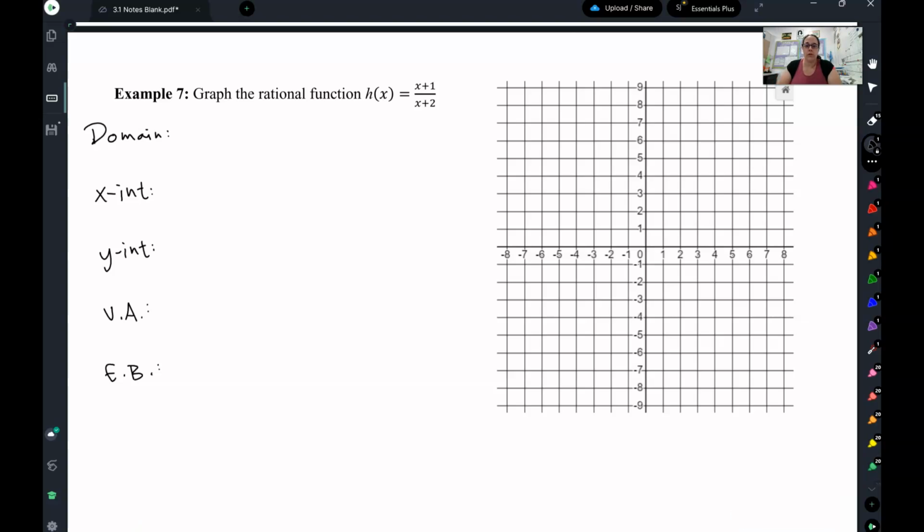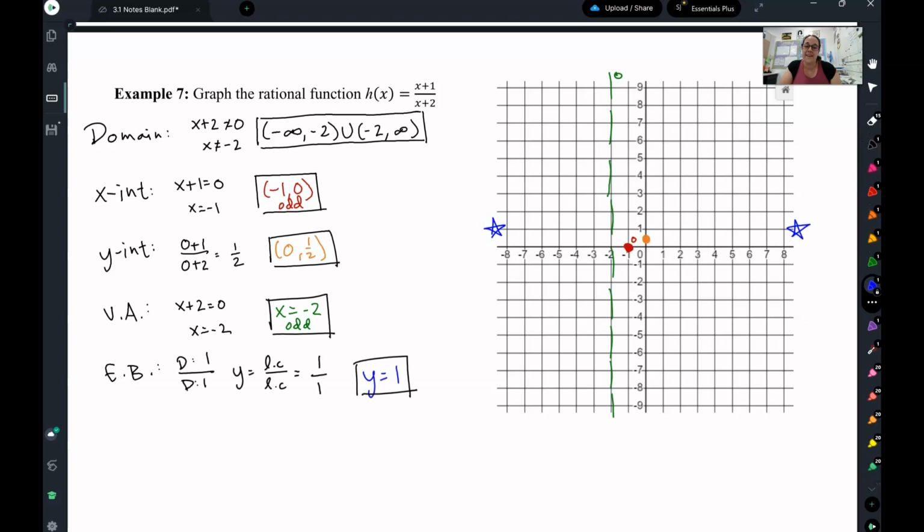Now, what I want you to do is pause the video, try to find these 5 things on your own, and then we'll come back, check your answers, and graph them together. So pause the video and try and practice this by yourself. Let's come together and see how you did.